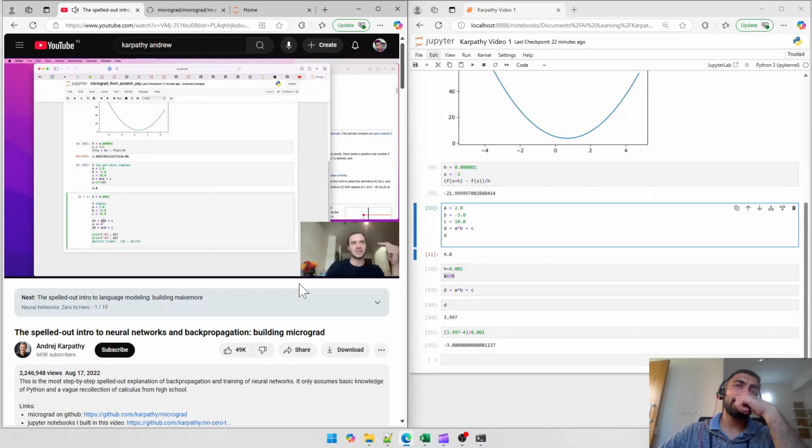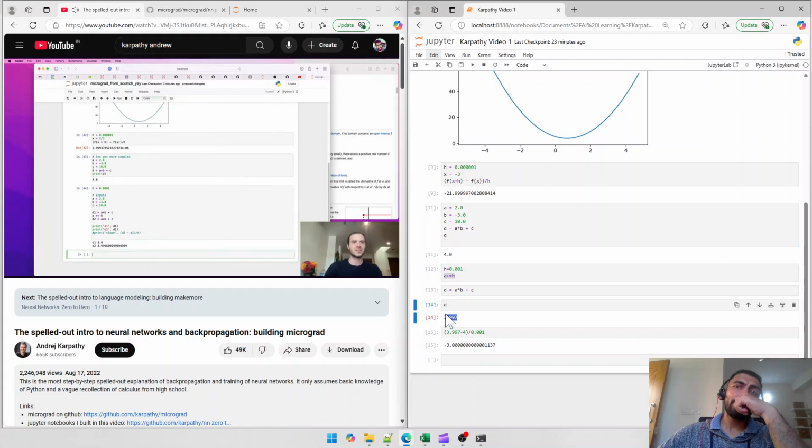So if a is slightly more positive, because b is negative 3, we're actually going to be adding less to d. So you'd expect that the value of the function will go down. Let's just see this. Yeah, and so we went from 4 to 3.9996. And that tells you that the slope will be negative, because we went down, and the exact amount of slope is negative 3.